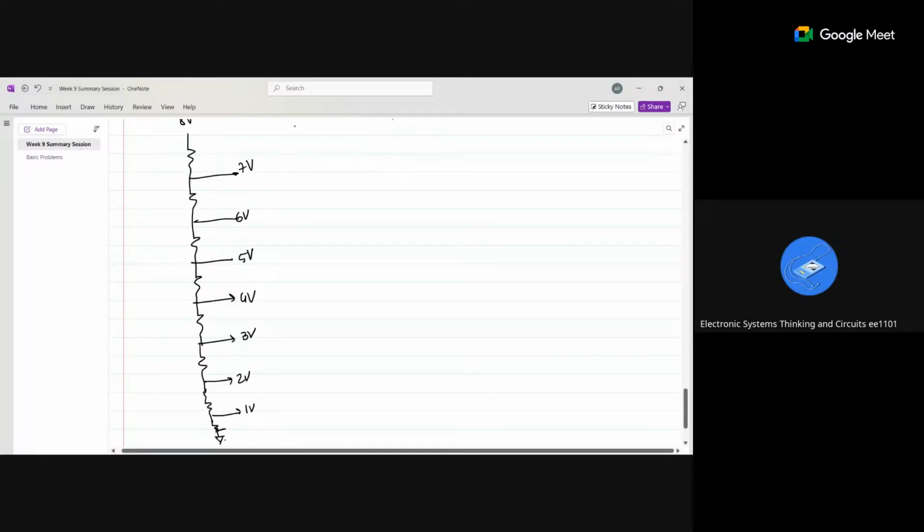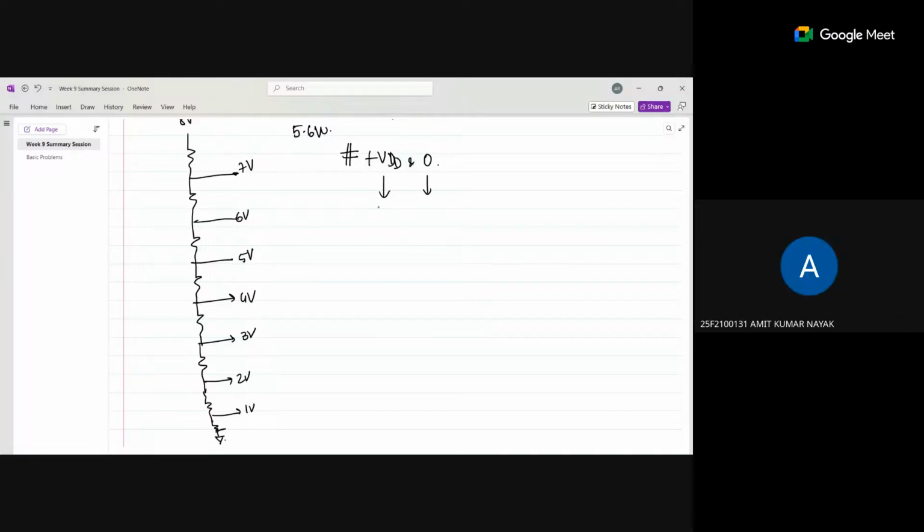And if I'm feeding an input as 5.6 volts, how many plus VDD will I get and how many zeros will I get? Tell me the number of plus VDDs I will get and the number of zeros I will get. Five plus VDD and 2 zeros, yes, for 5.6 volts.